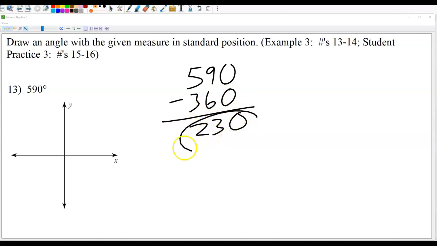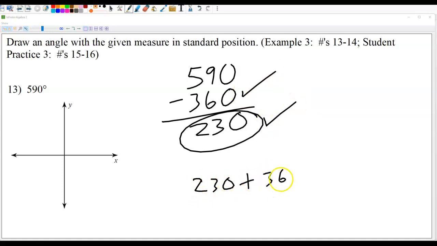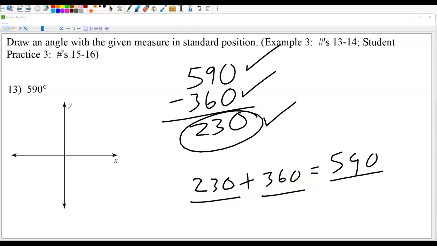And as soon as you end up with an angle that's between 0 and 360, that's a good place to stop. So I see that if I have 230 degrees, right, and I add 360 to it, that will give me the angle that they want me to sketch. So in other words, I'm going to sketch a 230-degree angle, and after that I'm going to add another full circle around it, and that will be a 590-degree angle.